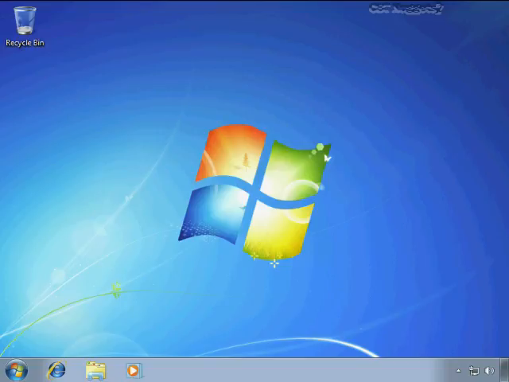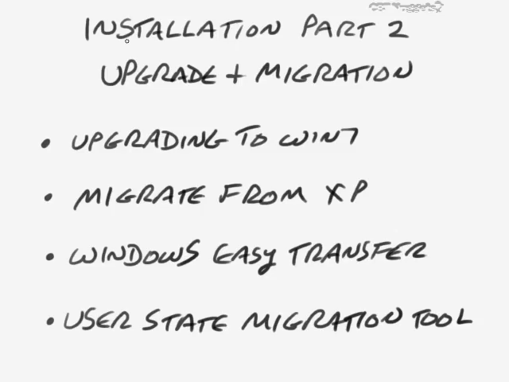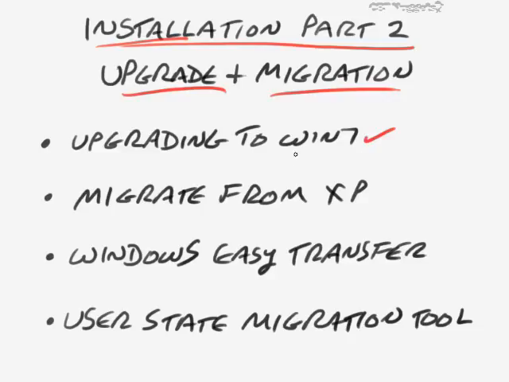Installation Part 2, Upgrades and Migration. In this nugget, we'll be addressing installation. This is Part 2, where we'll talk about upgrades and migration. Here we'll start off by talking about upgrading to Windows 7.